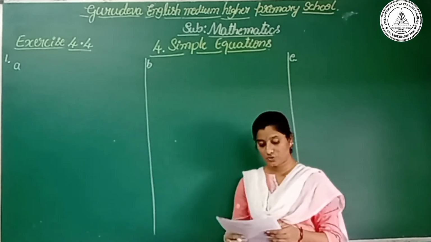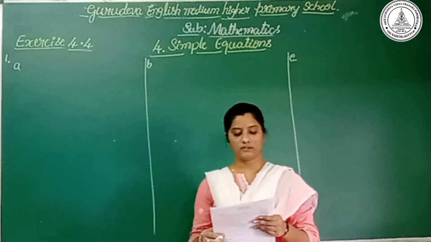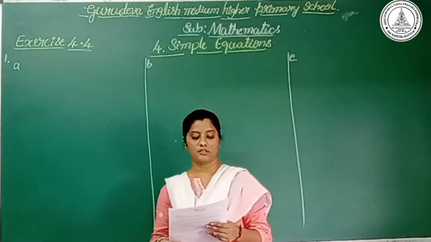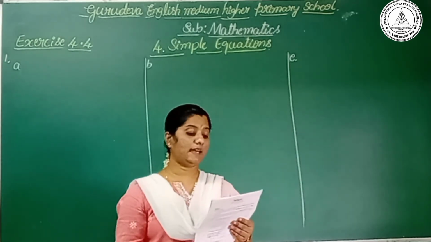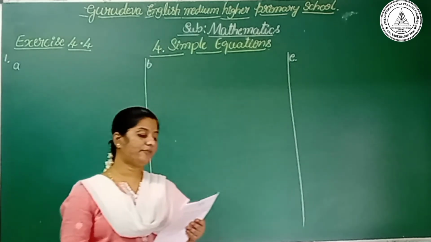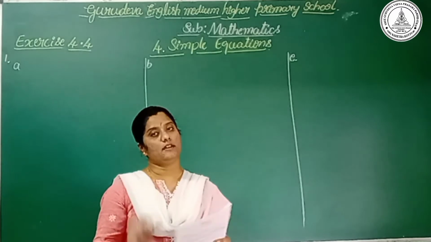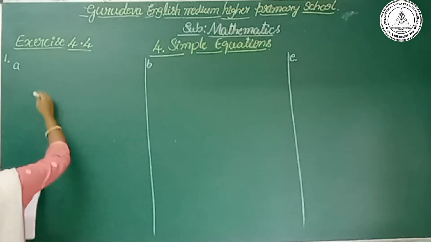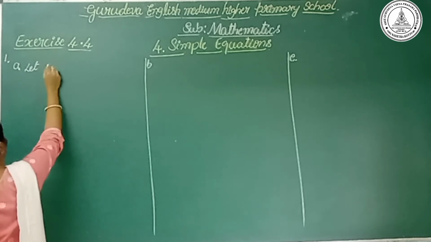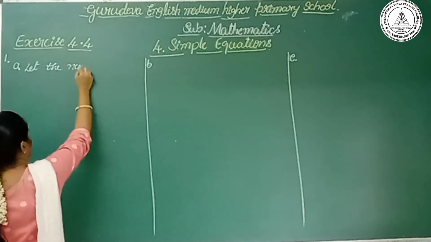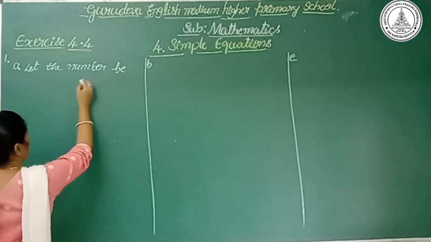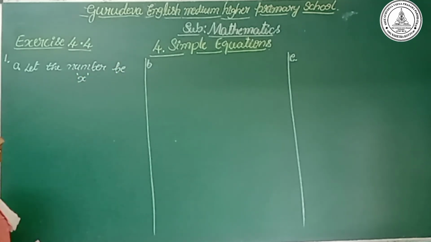In that, the first question is: set up equations and solve them to find the unknown numbers in the following cases. In the first question, A1, add 4 to 8 times a number, you get 60. So here they said add 4 to 8 times a number. Let the number be x itself.